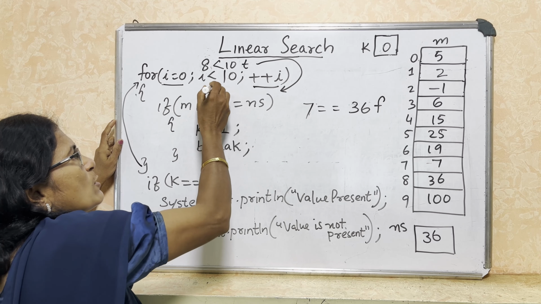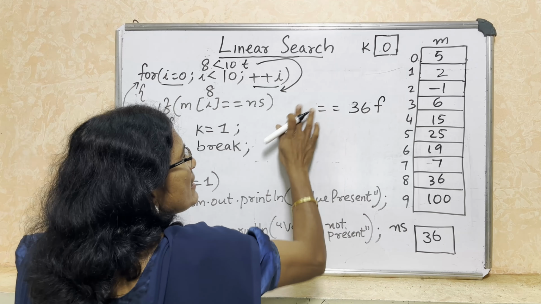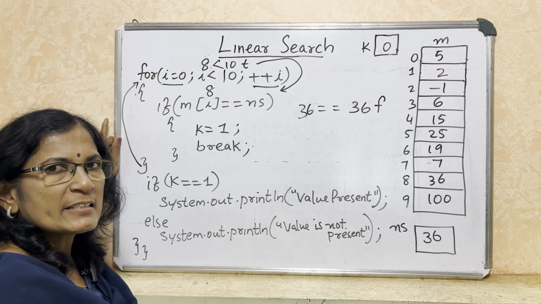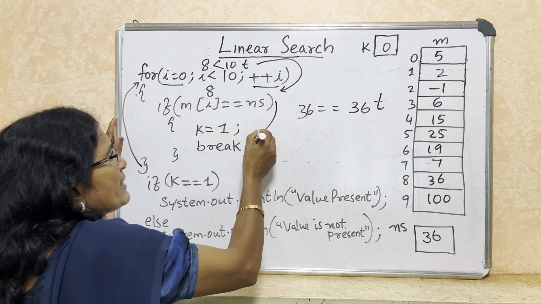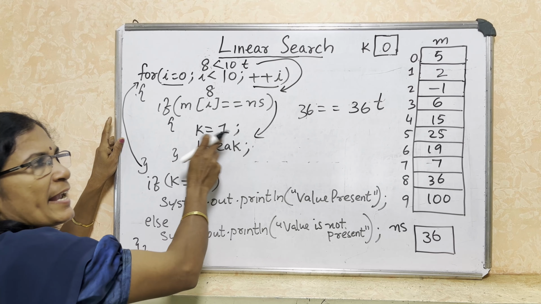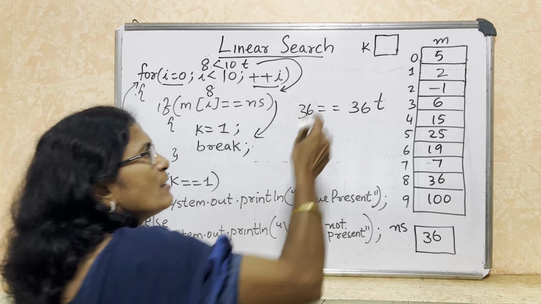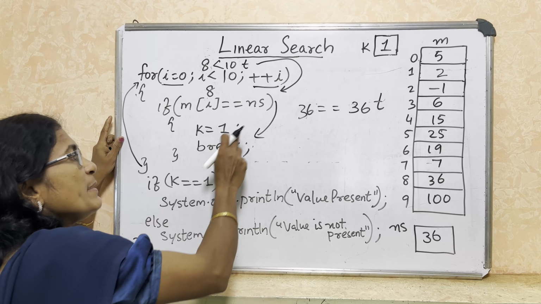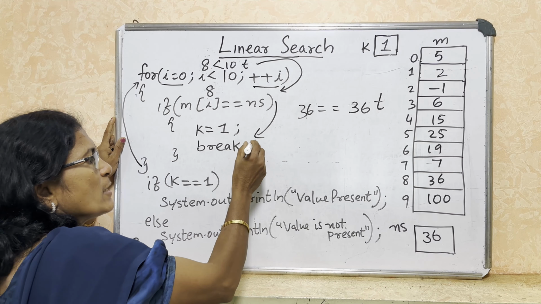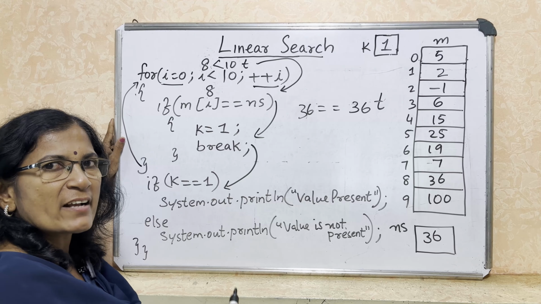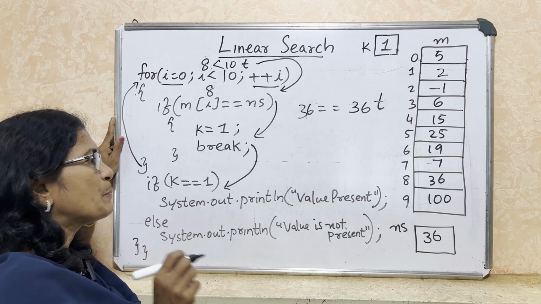m of 8 is equal to search value. m of 8 is 36. 36 equal to 36: test expression is evaluated to true. So the if block gets executed. The value of the variable k is set as 1. Initially it was 0. As the value is found in the array, we set the value of k as 1. Immediately transfer the control outside of the loop by using a break command. So control goes out of the loop. You need not access the rest of the elements from the array. Immediately you can transfer the control by using the break command.